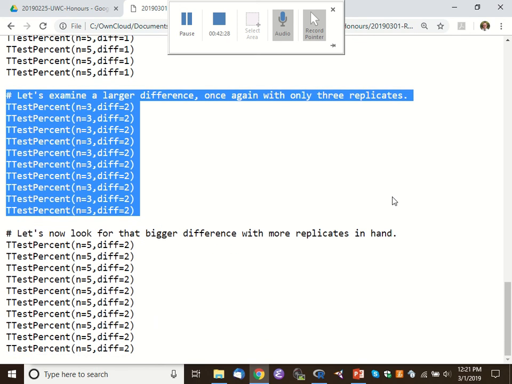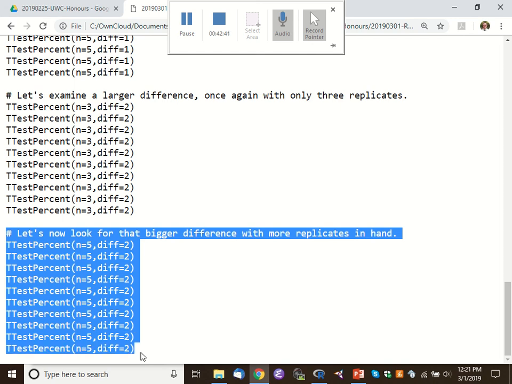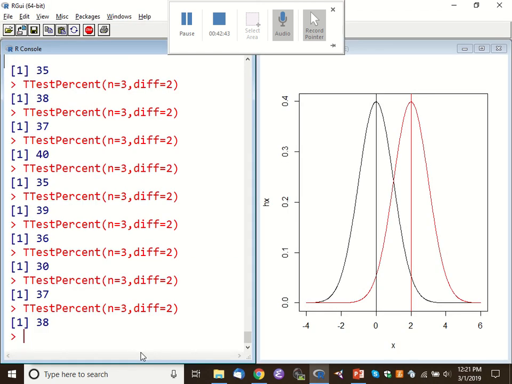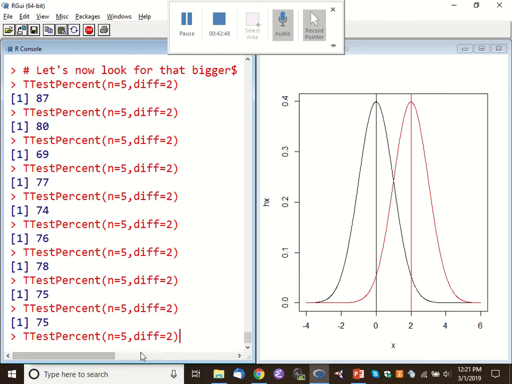And now I'm going to come down to our final example. We now have a mean difference of 2 standard deviations, and we're going after it with 5 replicates. We generally fell below 40% with 3 replicates. How'd we do with 5? Well, look at that. Bloomed up to almost 80%, nearly doubled our chance of detecting the difference for real just by going to 5 replicates rather than 3.